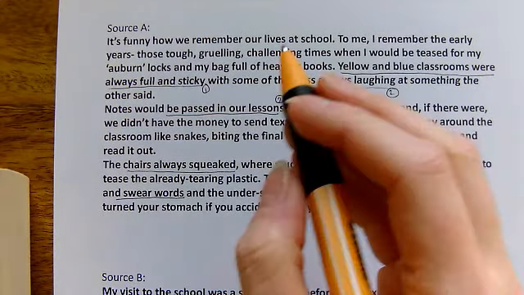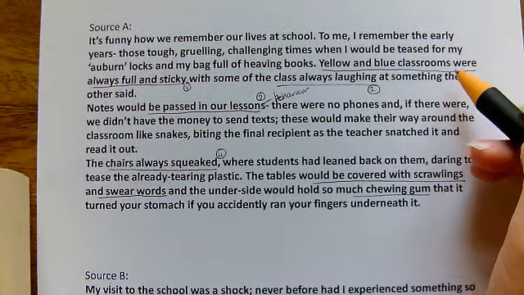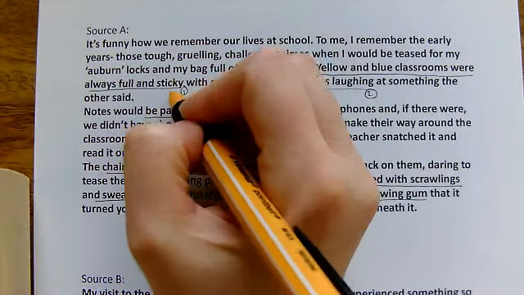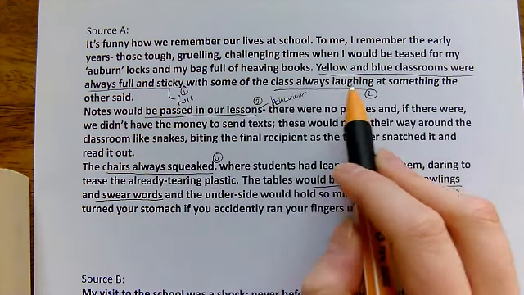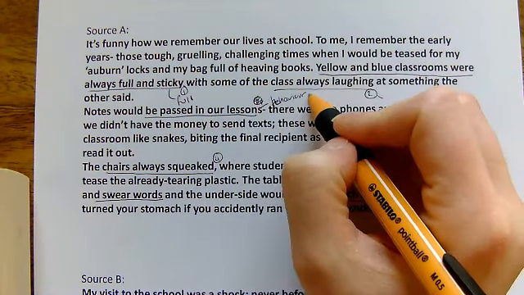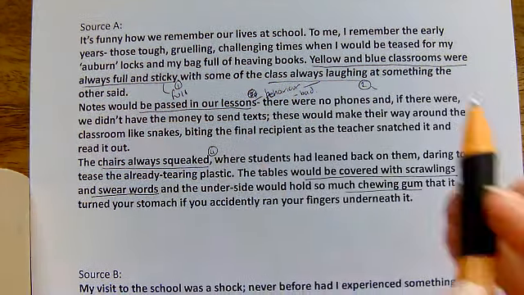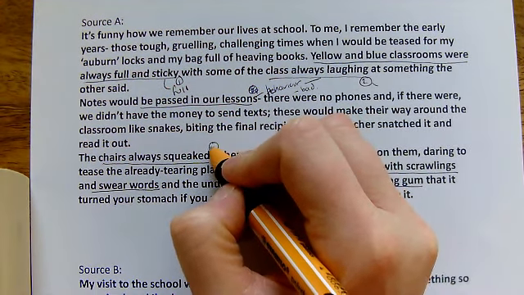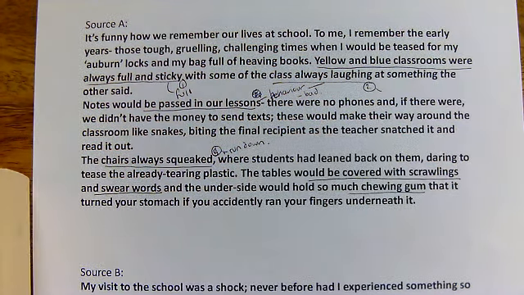Now, I think all of these come really under the same brackets. What I'm going to do now, very briefly, is label what I can infer about them. So yellow and blue classrooms were always full and sticky. That means it's quite full. Class is always laughing. Actually, I'm going to get rid of number 3 there because they're both about behaviour. It's not very good. Chairs always squeaked. Scrawling, swear words and chewing gum shows that it's a little bit run down. Okay, as you can see, very, very brief.